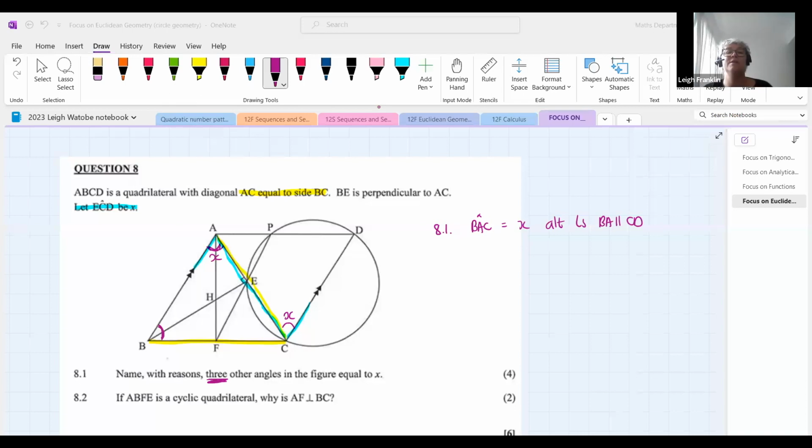Lebogang, angles subtended by the same arc. Yes, Lebogang, you would. Sorry, I'm answering two different things at the same time. What Lebogang is asking me in a direct chat is, would you need to know angles subtended by the same arc? Yes. Or sometimes they call it equal chords subtend equal angles. It's also referred to as that. So yes, you would need to know that, Lebogang.